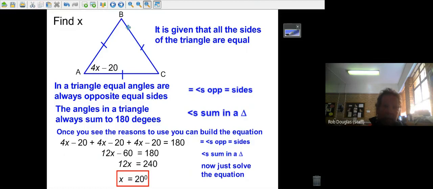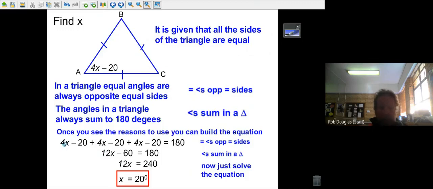Now we use another idea. If we add them all up, they should equal 180, because the angles in a triangle always sum to 180 degrees. But you just have to write this little reason beside it when you use it. Well, I kind of combined it. Maybe I should have said C is equal to this, equal angles opposite equal sides, and B separately. But I made them all equal to 4x minus 20 because equal angles opposite equal sides. And I added them together because the angles in a triangle sum to 180.